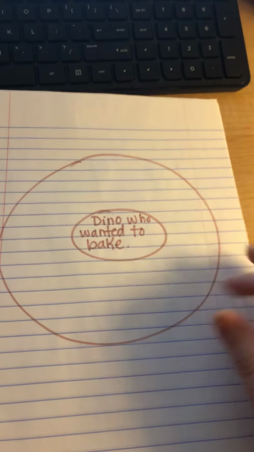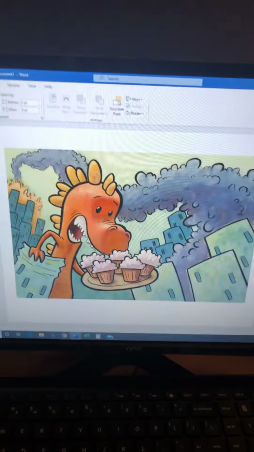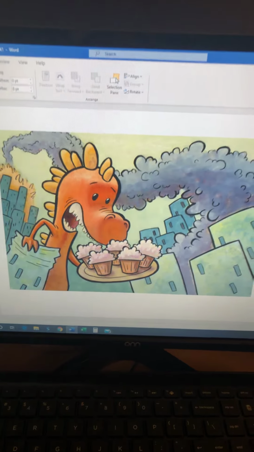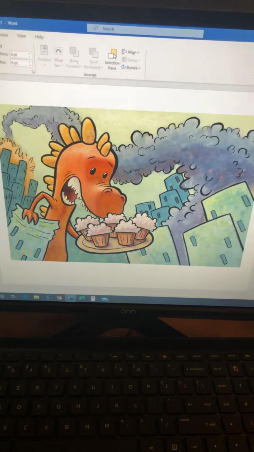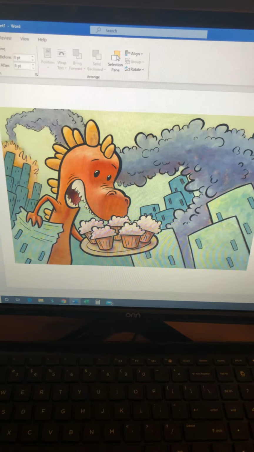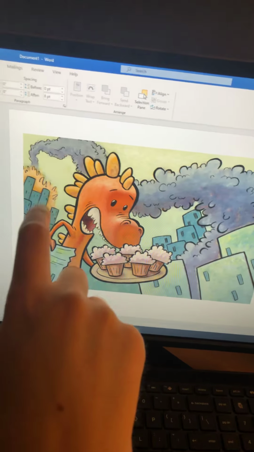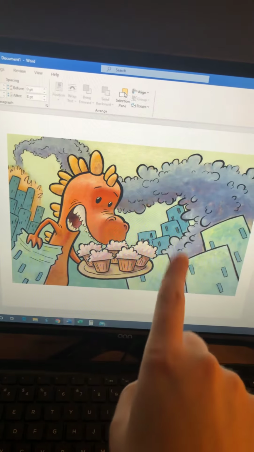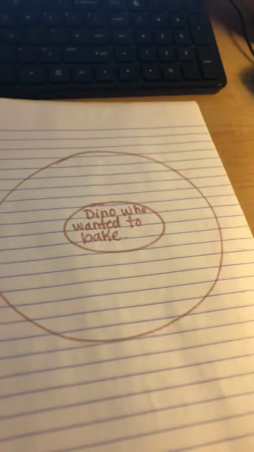All right, so first I drew a brainstorm map, and I am using this picture that I found because I didn't want to use one in your book, so I didn't have anybody copying me. So I picked this picture, and after looking at his cupcakes and his accidental issues going on over here, I decided that I wanted to write a story about the dino who wanted to bake. Okay, so this is called the brainstorming process.